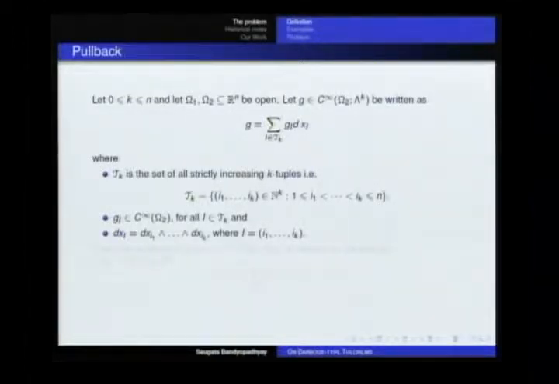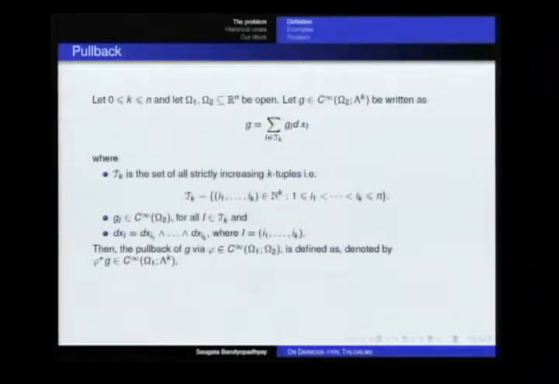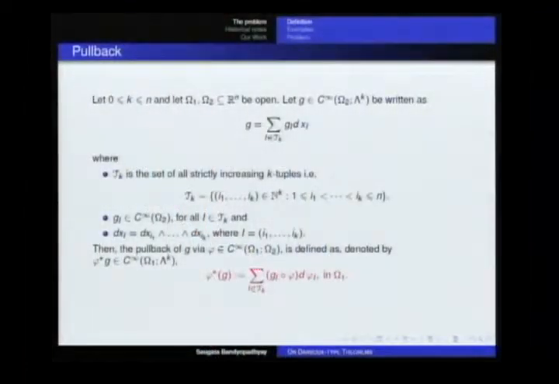We define the pullback of g via a smooth function, that is a C infinity function phi from omega 1 to omega 2, as a differential form, which we denote by phi star g, that is defined on omega 1, as opposed to g, which is defined on omega 2. Phi star g is the g_I composed with phi times d phi^I. Okay, so let us look at some examples of pullback.